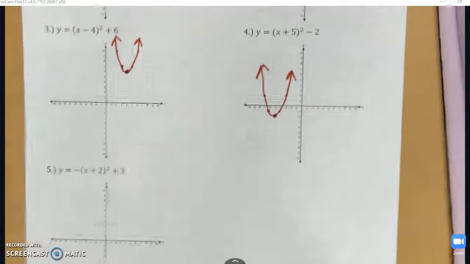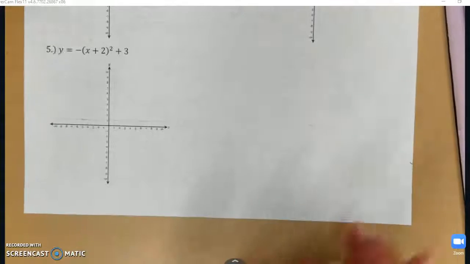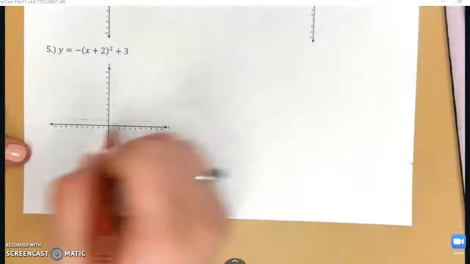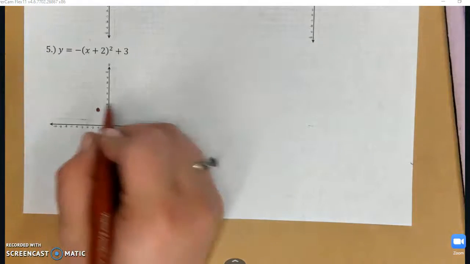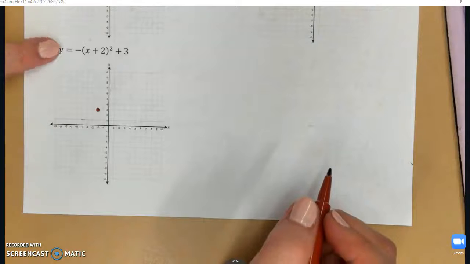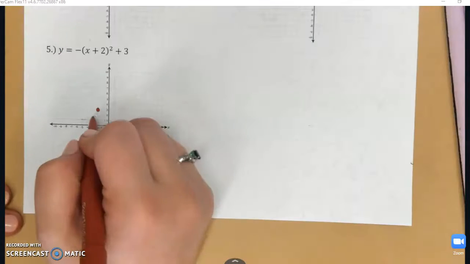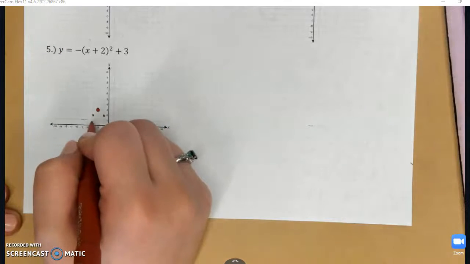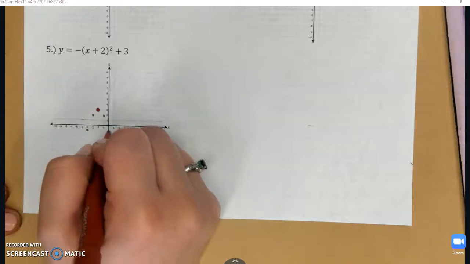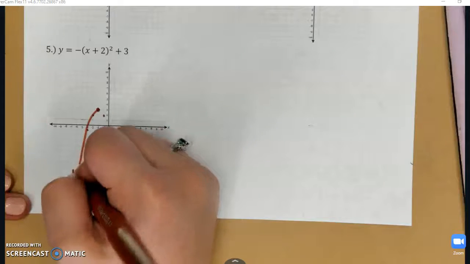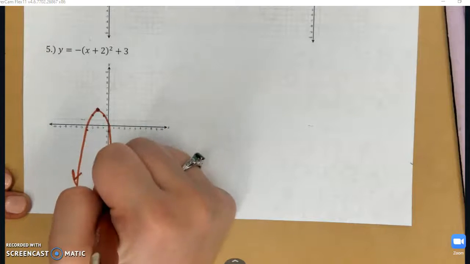And then last but not least, on number 5, my vertex has shifted to -2, +3, and that negative on the outside means my graph is flipping over the x-axis, which means it's going upside down. And so that's what that one would look like.